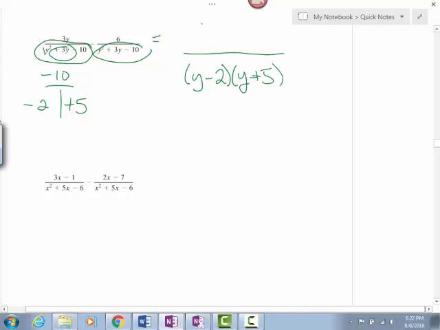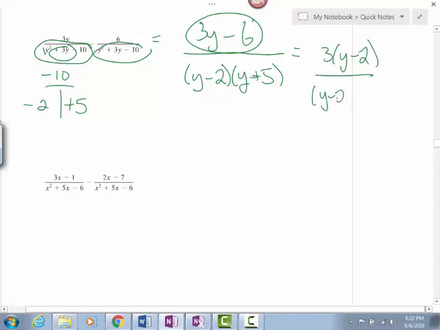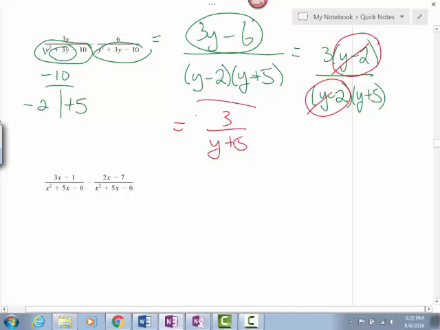On the top, we're going to have a 3y minus 6. Looks like we can factor out a 3 out of there. So that's 3 and y minus 2. And then we already have a y minus 2 and a y plus 5 here. Okay. So I notice that this piece here and this piece here are exactly the same. Those factors will cancel out. And we're left with 3 over y plus 5.